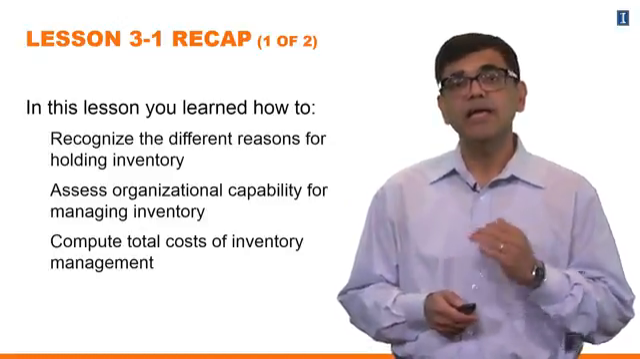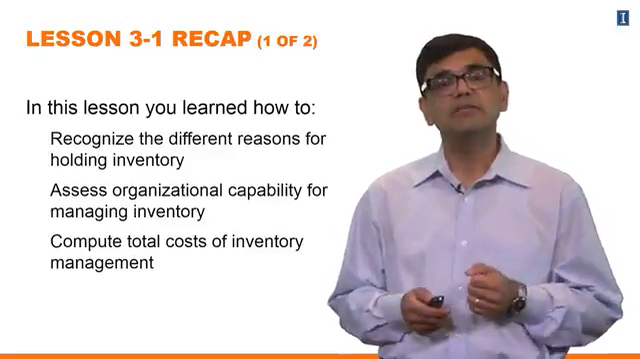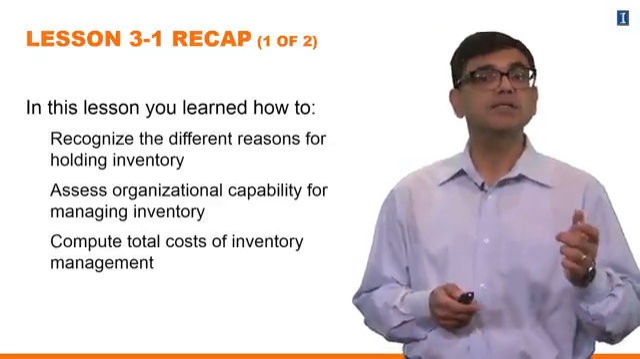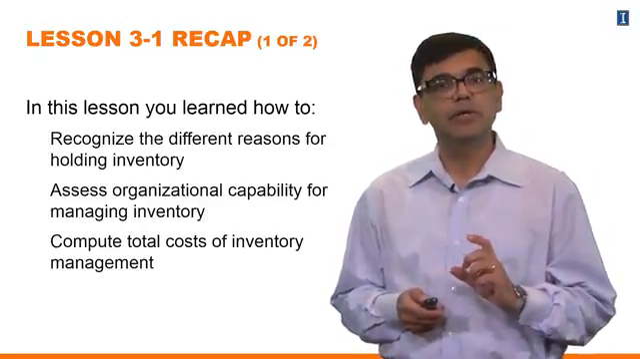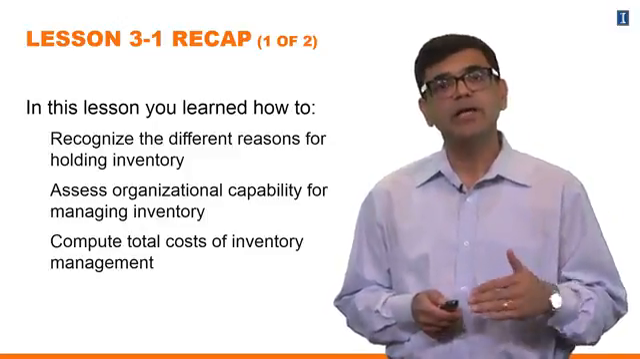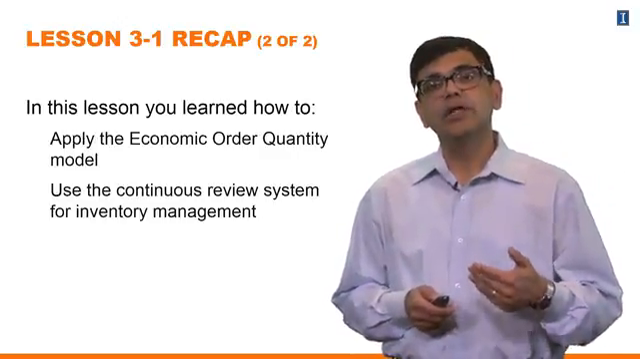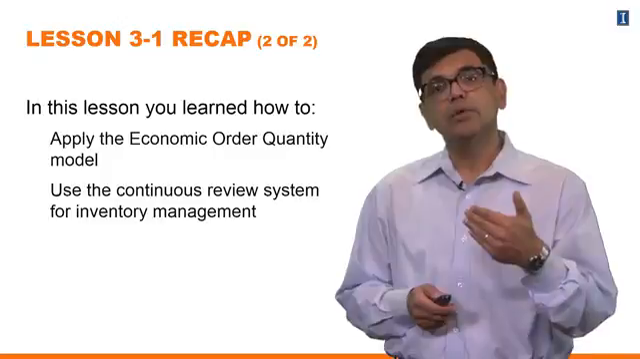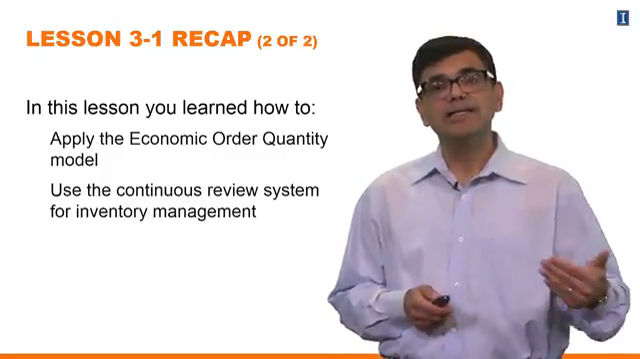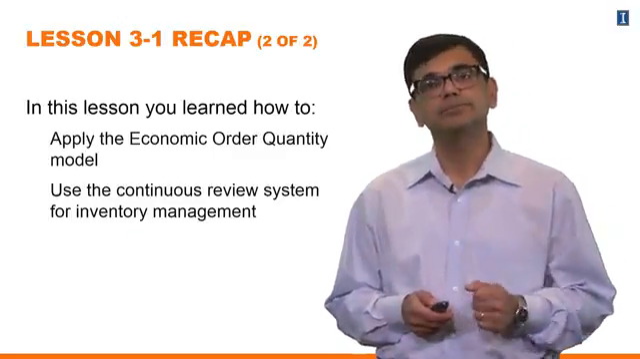Next, we got into this idea of what is the total cost of managing inventory from the point of view of two different types of costs, the costs of ordering and the cost of holding inventory. We incorporated both of these into a total cost for inventory, and then we used the economic order quantity model to come up with what is the optimal quantity of inventory that can be ordered in order to get the best trade-off between these two costs, the cost of ordering and the cost of holding.